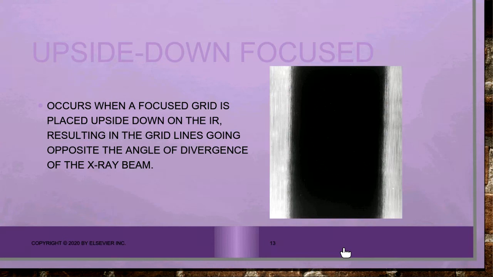Now, this is very hard to do because there's typically a label on the correct side and you place that label up. So I'm not saying that this could never happen, but it would be very hard to do. I could see maybe a student making that error, but typically a technologist is going to recognize that the grid is upside down and correct that before they make the exposure. But if they didn't, this is what would result.